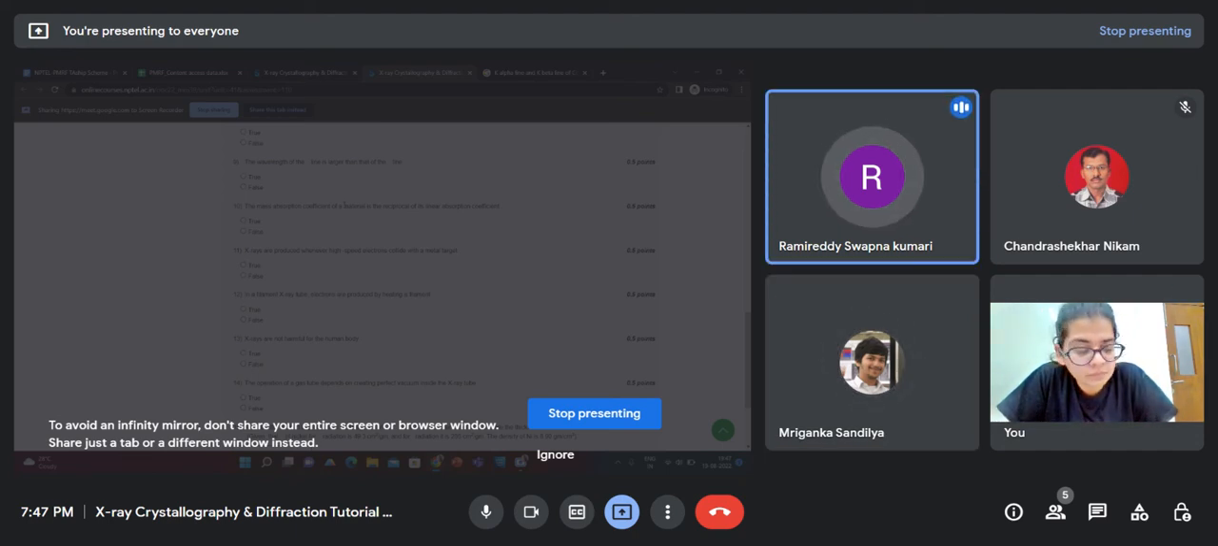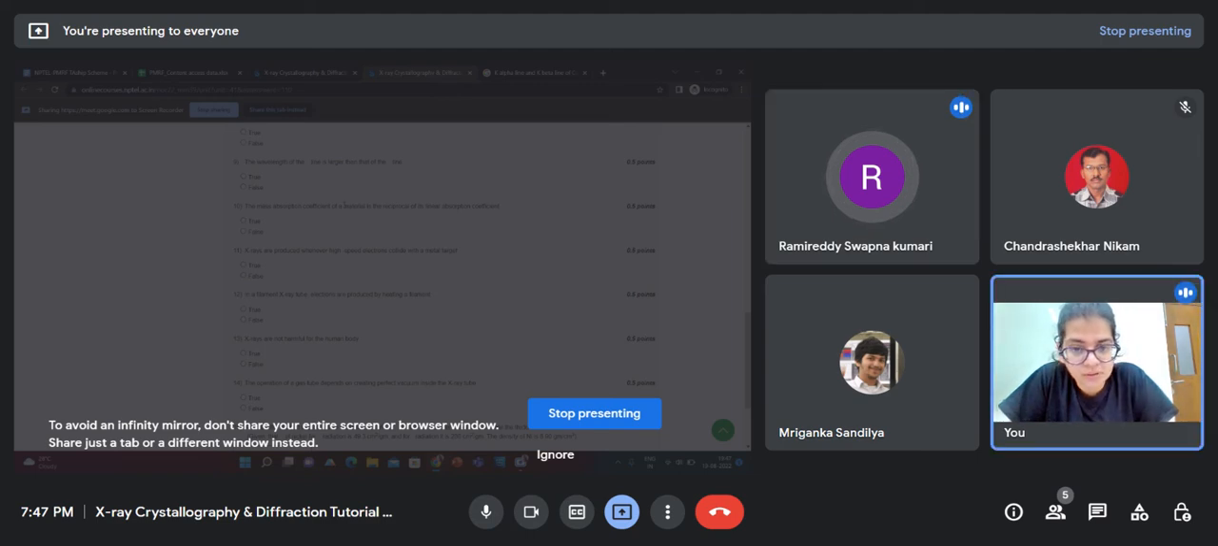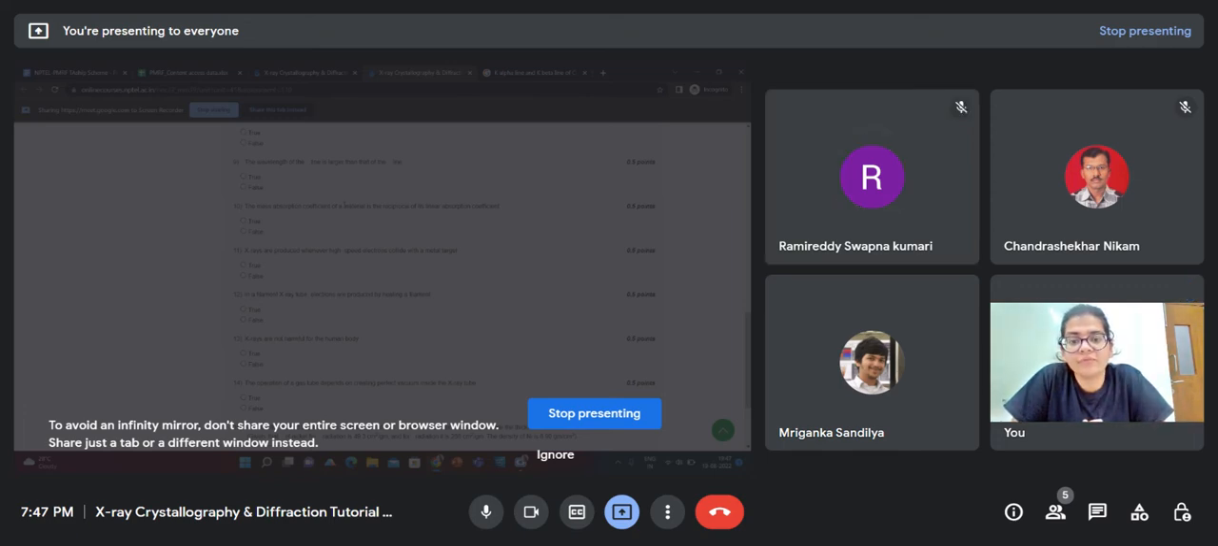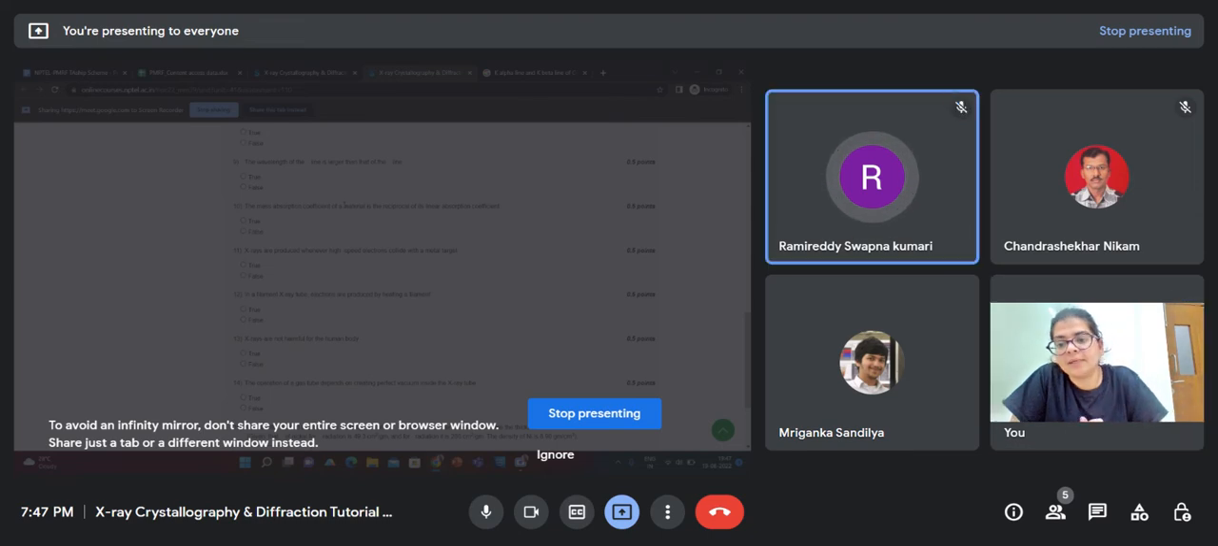I think it's false, ma'am. It is directly proportional. Yes, ma'am. Because the linear absorption coefficient of a material is mu, and the mass absorption coefficient of a material is mu by rho. So there is no inverse proportionality between them. So it is false, right? It is a false statement. Yes, ma'am.